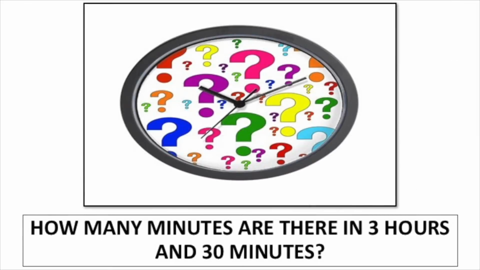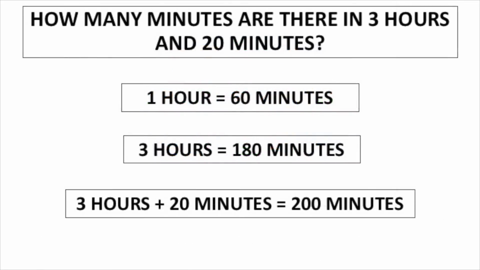How many minutes are there in 3 hours and 30 minutes? Okay. How many minutes in 1 hour? 1 hour equals 60 minutes. But how many hours do we have? How many? 3. So how many minutes in 3 hours? If 1 hour is 60 minutes, we need to do 3 times 60. Equals 180. 3 hours is 180 minutes.